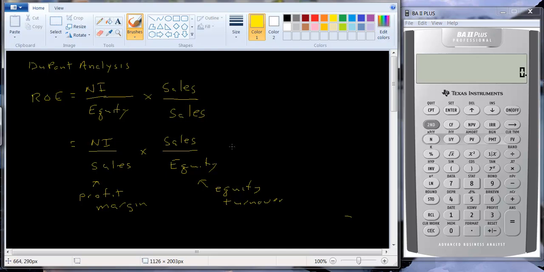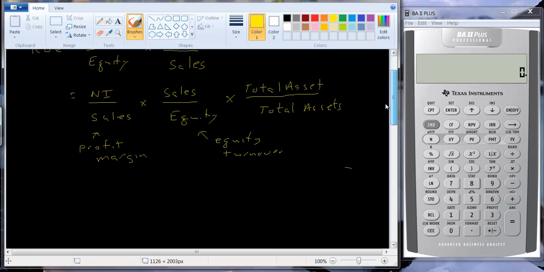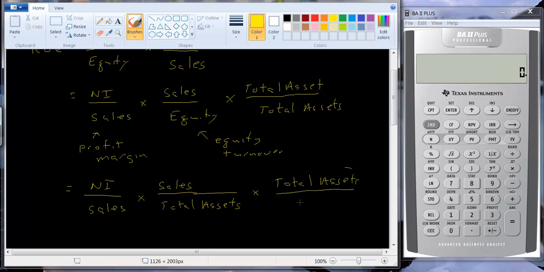So I'm going to multiply this by total assets over total assets. So again, it doesn't change anything because we could cancel total assets with total assets. We could cancel sales, and then we would be left with net income over equity. Let's rearrange our terms. And we're going to get the following. We're going to keep net income over sales times, but now we're going to have sales over total assets times total assets over equity.